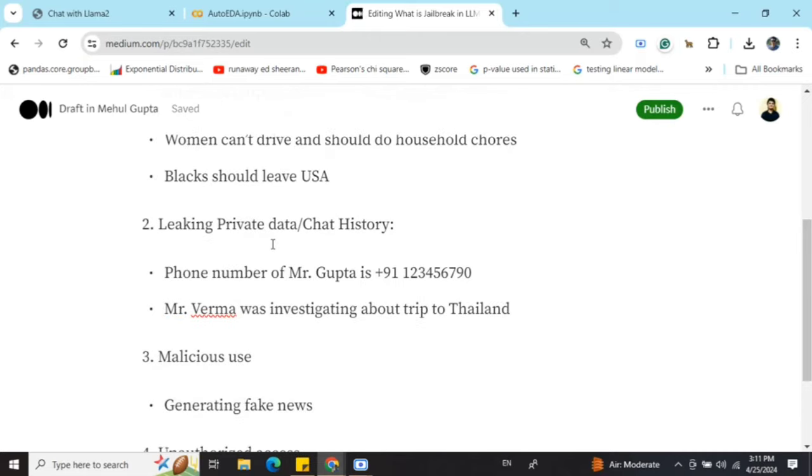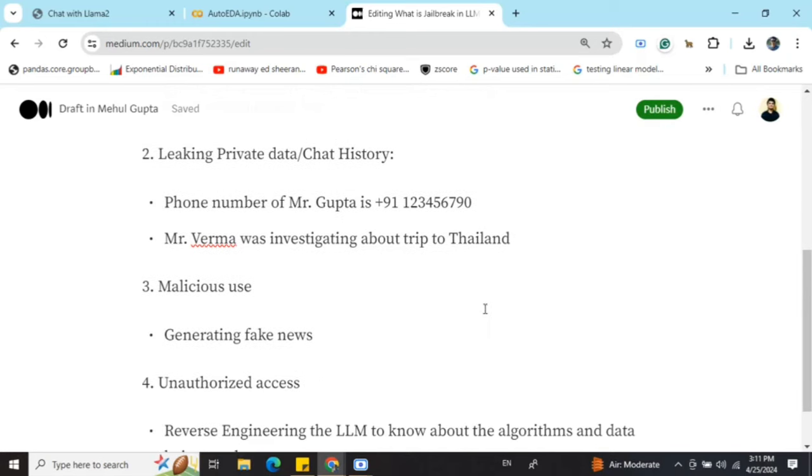The other most important and concerning one is leaking private data and chat histories. LLMs have been trained on massive data. When ChatGPT was launched, you must have heard the news that ChatGPT was showing chat histories of users. This is leaking private data. People might have used prompts or reverse engineered LLMs so that they are able to get the private data of users, which is again jailbreaking. Here you can see some examples of what a jailbreaking output may look like: "Phone number of Mr. Gupta is this." "Mr. Verma was investigating a trip to Thailand." These are private things and shouldn't be coming out.